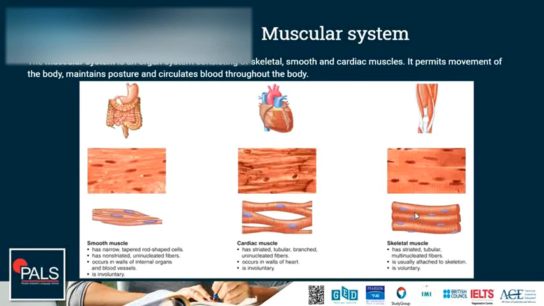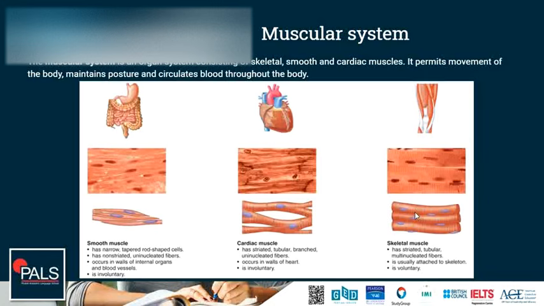The muscular system is an organ system consisting of skeletal, smooth, and cardiac muscle, three types of muscle. It permits the movement of the body, maintains posture, and circulates blood through the body. We can see the three types of muscle tissue below.